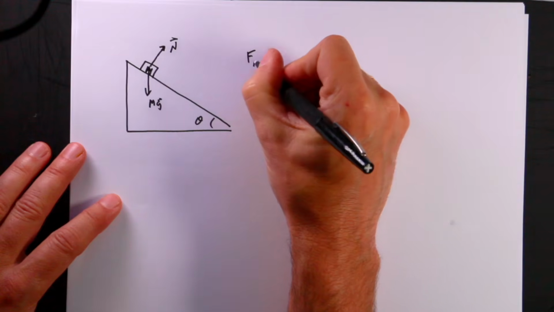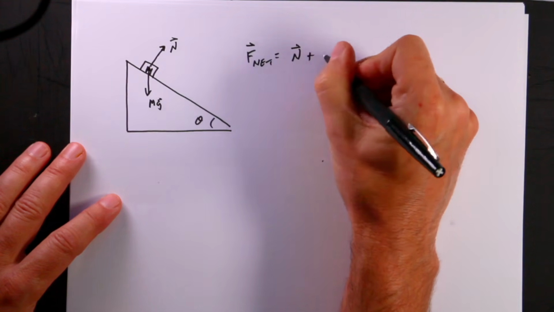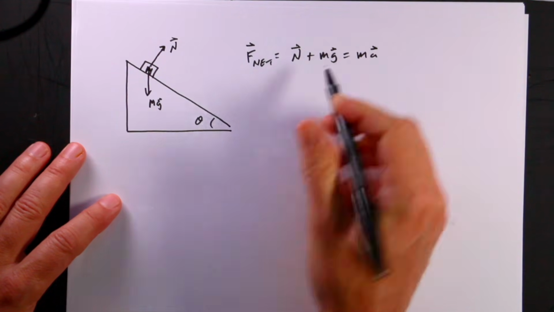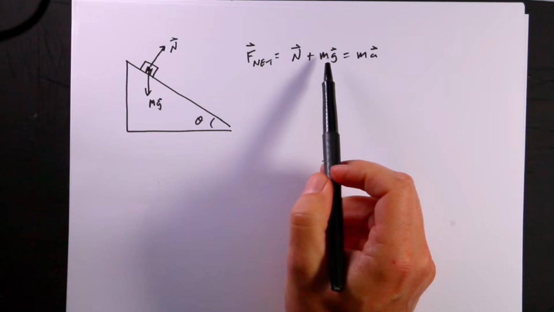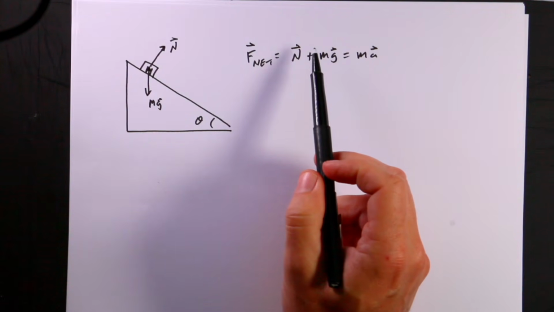So I could say F net equals N plus mg equals ma. And that's a vector equation, right? Because, yes, mg is in the negative y direction, but still this is the sum of all the forces, so you still have to add them up like that.